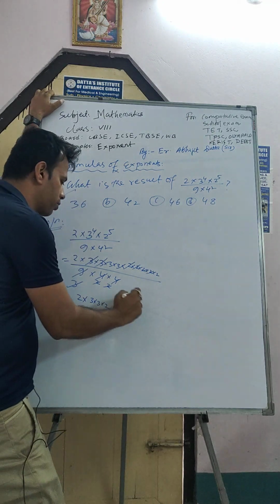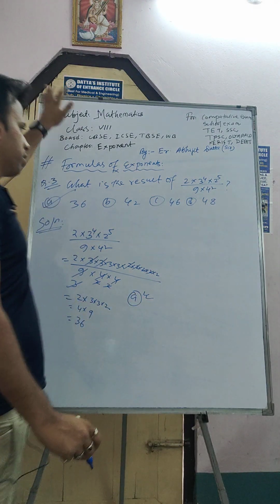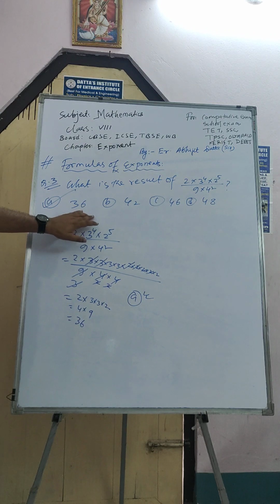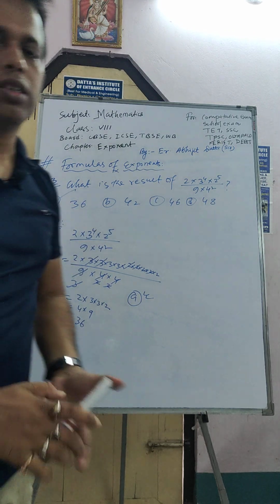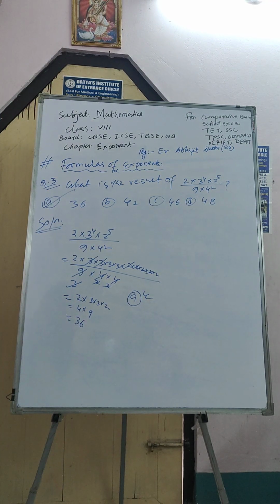Which option is correct, sir? Option A is the correct answer. So after simplifying, which option is correct? Option A is the correct answer. 36 will be the answer. Okay, so did you get my point? So let's move on to the next question.